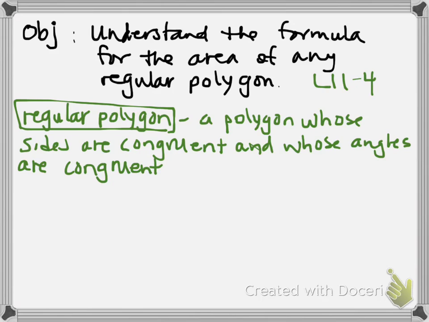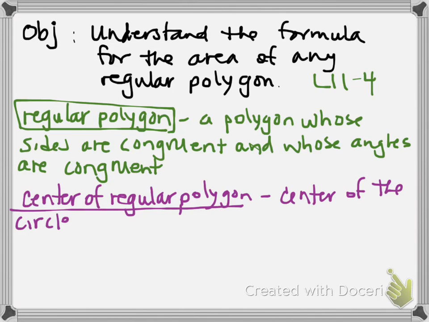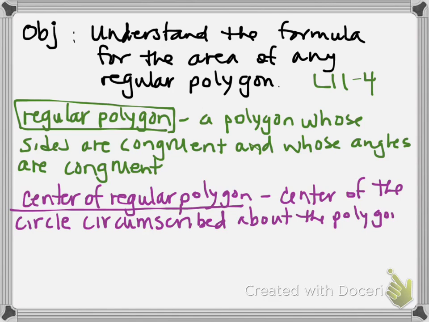Okay? So I'm going to give you some real vocab that you need to understand that deal with regular polygons. So if somebody talks about the center of a regular polygon, what they mean is the center of the circle circumscribed about the polygon. So the center of the circle and the center of the polygon are the same value. Okay.